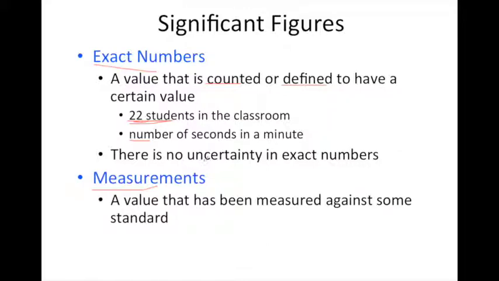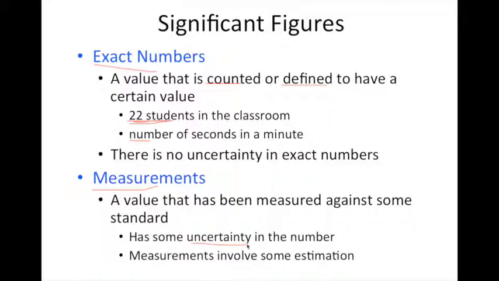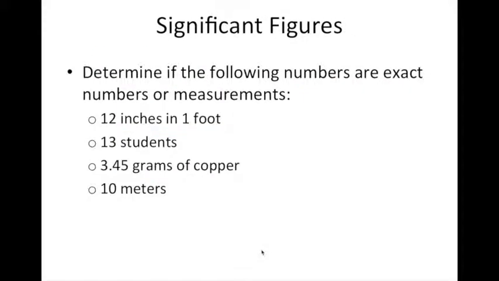In contrast, measurements are values that have been measured against some standard, where the standard would be your ruler or a balance or a graduated cylinder. So with measurements, of course, if you recall from the measurement video lecture, these have some uncertainty in the number. That's because the last digit in any measurement is estimated, so these are not exact. So pause the video and see if you can determine which of these would be exact numbers and which would be considered measurements.